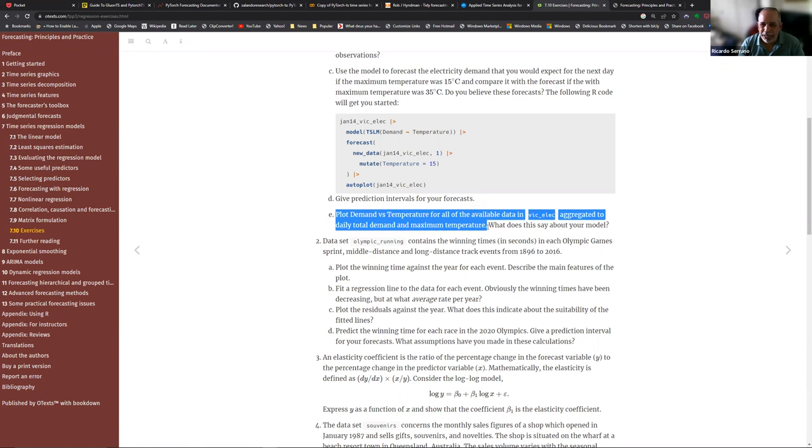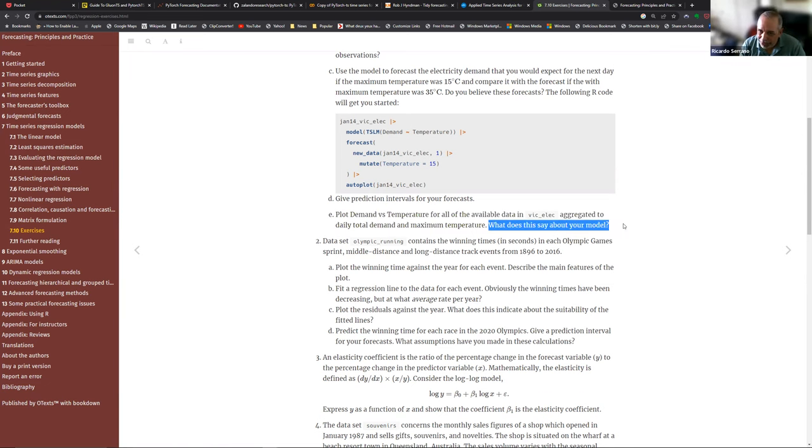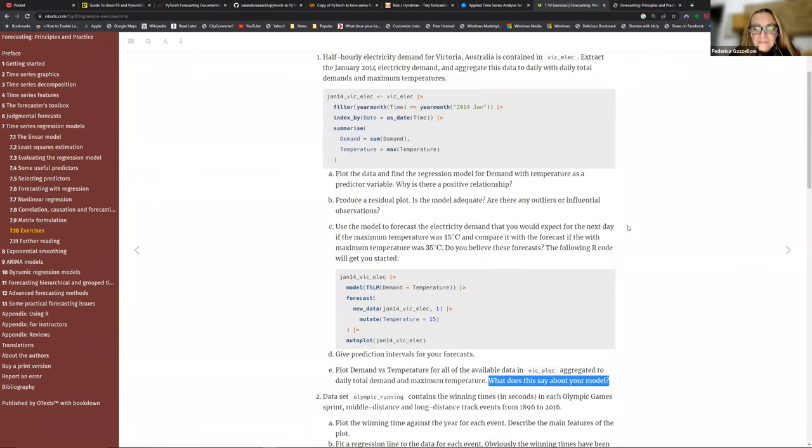Then we're going to plot the demand versus temperature for all the available data. In other words, it's not going to be January, it's going to be the whole data set, aggregated to daily total demand and maximum temperature like we did in January. And then you're going to assess what the model says about the whole pattern, I think it's a whole year of electricity demand numbers. And that's it. It's a good exercise, let me tell you, because it covers more or less all the basic things that we discussed in the chapter.